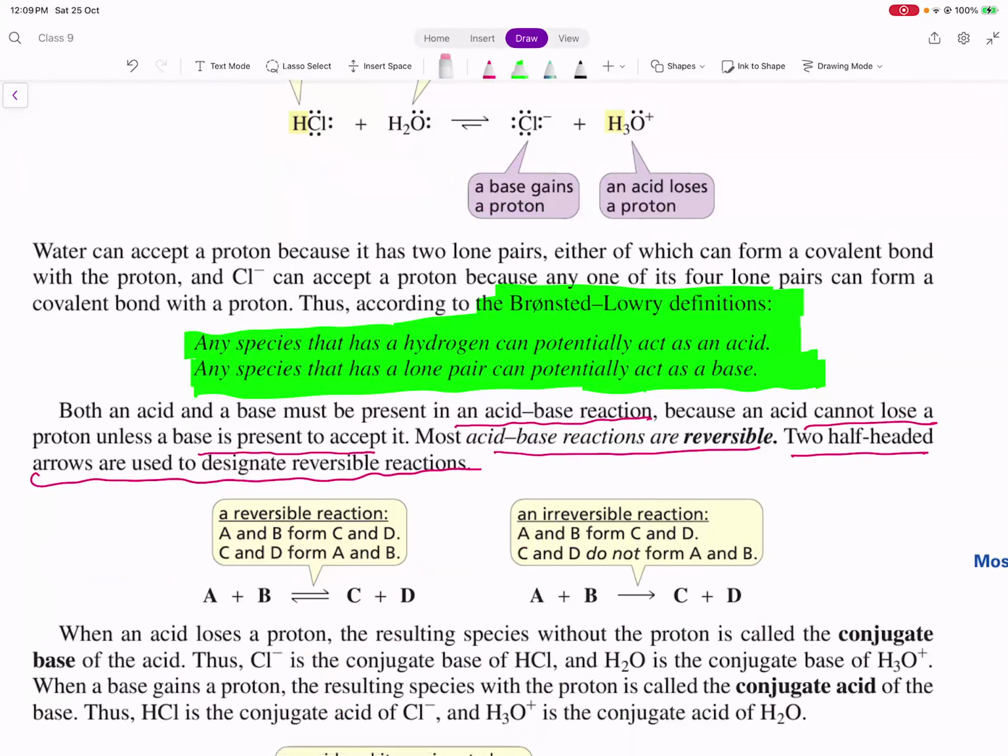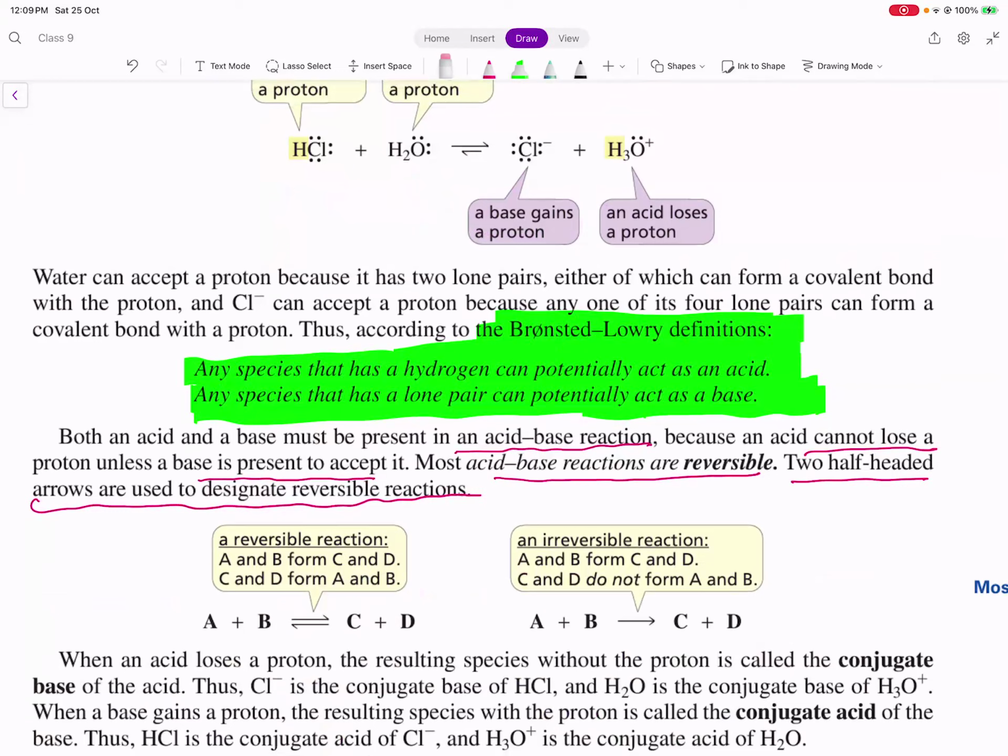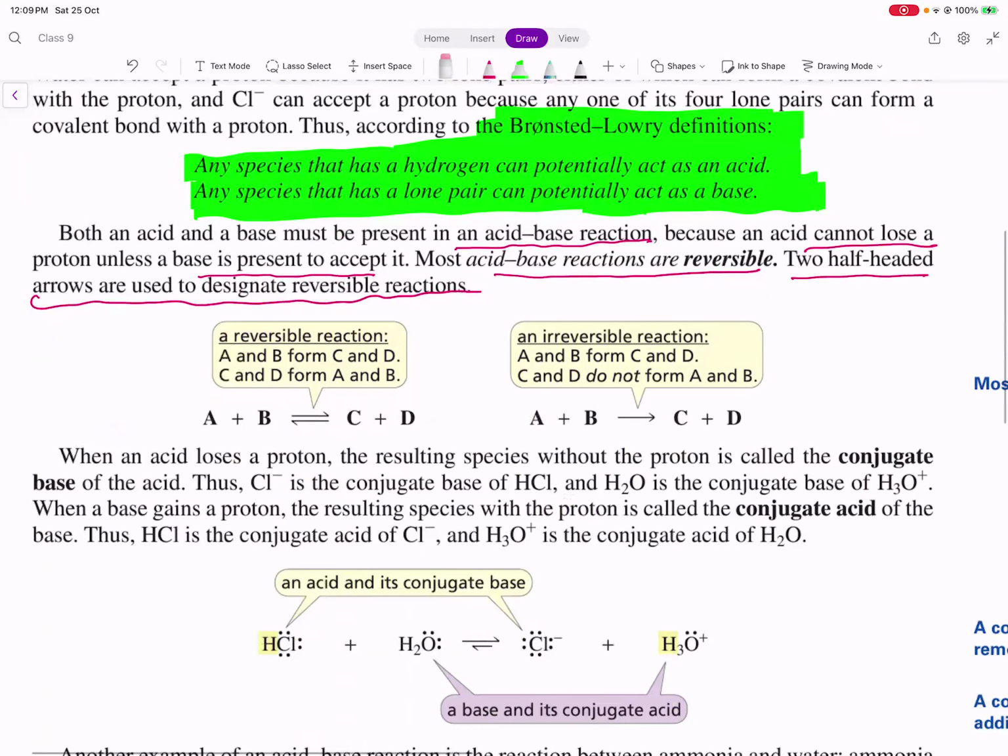So the Bronsted-Lowry definition is that anything which has H can potentially act as an acid, and any species that has a lone pair can act as a base because it is going to take the proton, right? Both an acid and a base must be present in an acid-base reaction, obviously, because an acid cannot lose a proton unless there is a base to accept it. Similarly, I cannot sell something if there are no buyers. It's the same thing with an acid-base reaction. If there is no one to accept it, I cannot lose it.